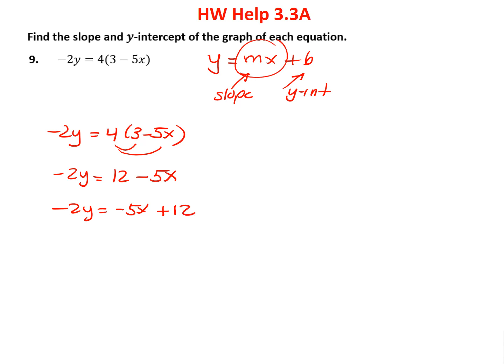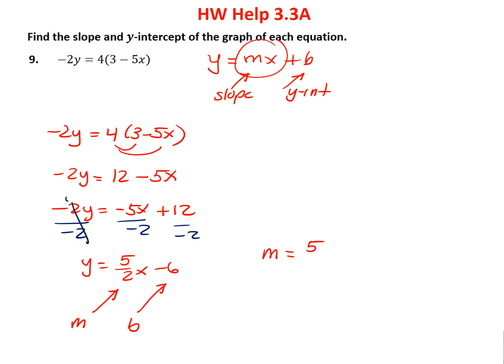Now to solve for y, we just need to undo the multiply by negative 2 by dividing by negative 2, and we divide everything by minus 2. Okay, so that becomes 1y, and now I'm left with y equals a negative divided by negative is positive, so I have 5/2 x, and positive divided by negative is a negative, minus 6. So there's my slope, and there's my y-intercept. So if I want to write it out here as the answer, the slope is 5 over 2, up 5 over 2, and my y-intercept is minus 6, which is the point, by the way, remember, (0, minus 6) is the point.